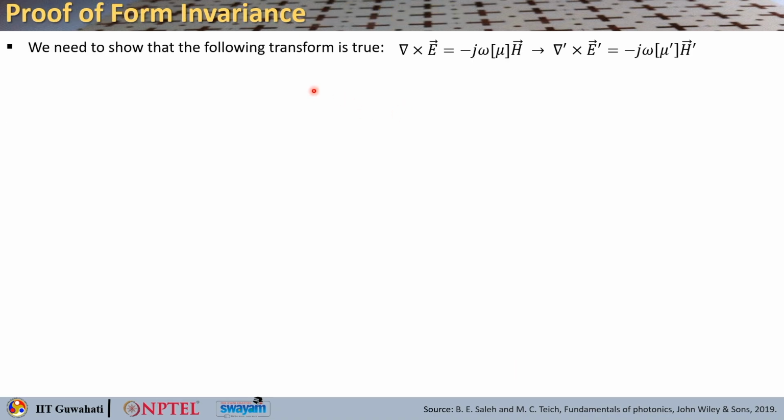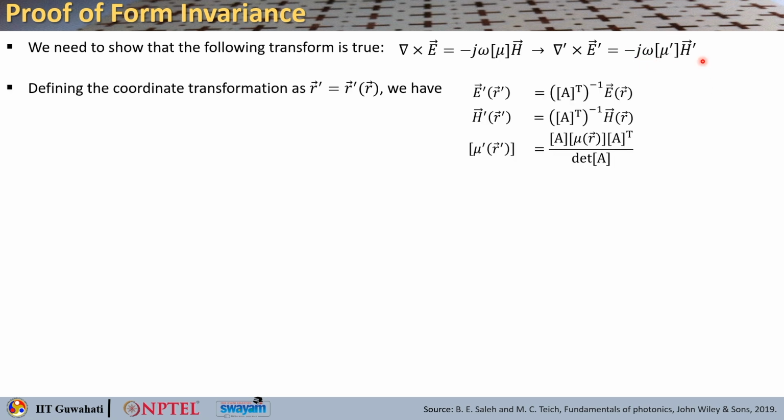Now, let us prove this form invariance, because we just assumed that it is correct. Now, let us see how it is done. So, if you take curl of E, you can write minus j omega mu H. Now, when you write this in the new coordinate system, you can simply write del prime cross E prime equals minus j omega mu prime H prime.